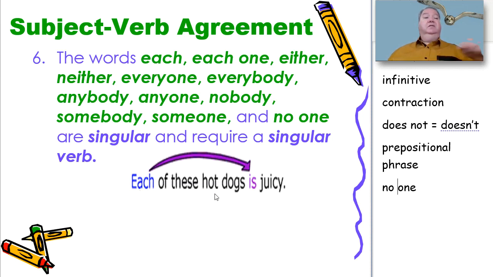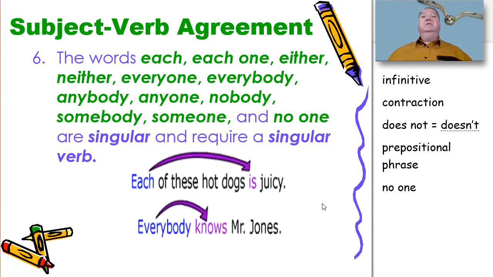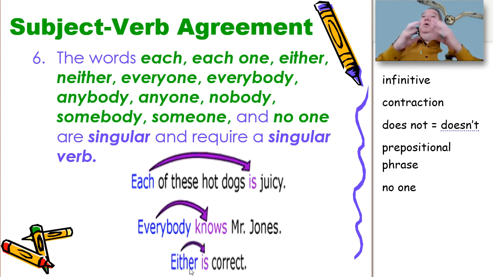Each of these hot dogs is juicy. Each, singular, is singular. Each is juicy. Each what is juicy? Each of these hot dogs. Again, of these hot dogs is a prepositional phrase. Okay? Everybody knows Mr. Jones. Everybody, singular. Everybody knows. Either. Not both, but either this one or this one is correct. Singular. Either is correct.